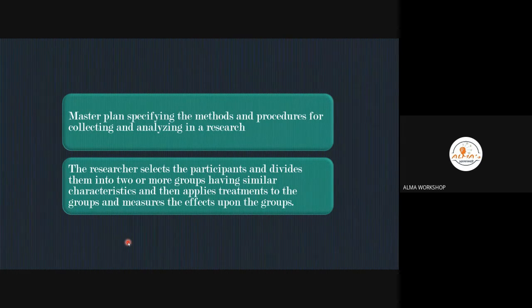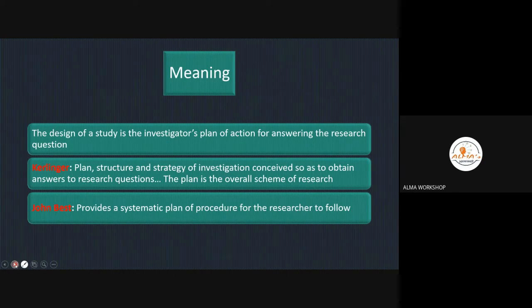What is a research design? It's a master plan. It gives you the methods and procedures for collecting and analyzing the data in a research. Okay. So a research design is a master plan. I'm just talking about only the experimental research design. You have to plan and have a blueprint of the research, of what you are going to do, how we are going to have the experimental group, how we are going to have the control group. That is a master plan.